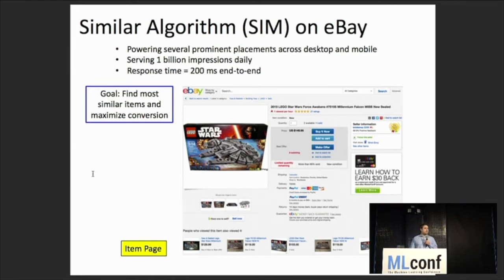In terms of some engineering constraints, we have 1 billion impressions daily that hit this algorithm, and our end-to-end response time has to be about 200 milliseconds. That puts engineering limitations on what type of models we can use and what kind of data is available and things like that.